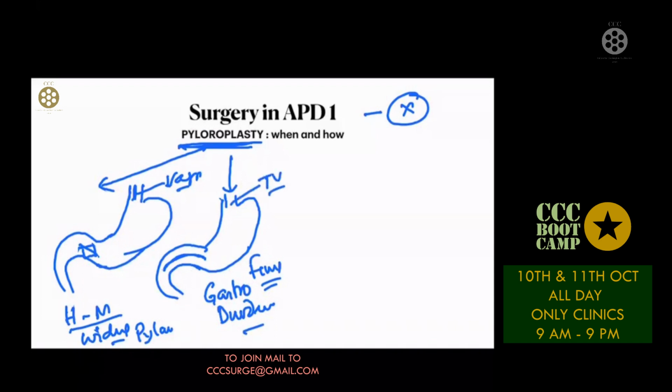Now, these are procedures which people used to do in an era where vagotomy was the treatment of ulcer, and there are no such evidences of gastric outlet obstruction. If you have an evidence of gastric outlet obstruction, as I said, this procedure doesn't have any role.